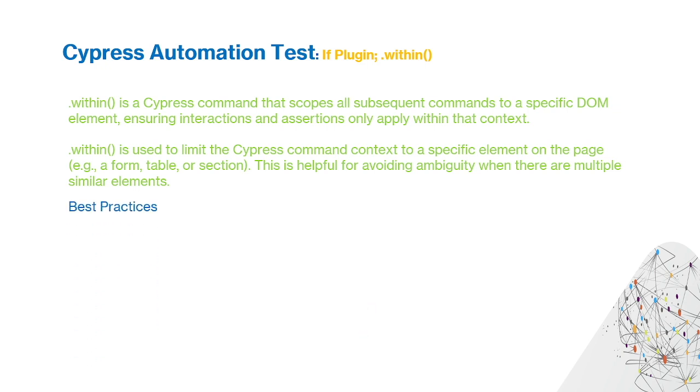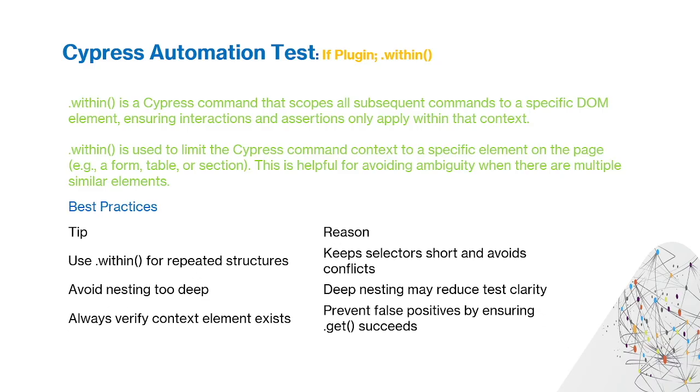Best practice. Use within for repeated structure. Keep selectors short and avoid conflicts. Avoid nesting too deep. Deep nesting may reduce test clarity. Always verify container elements exist. Prevent false positives by ensuring get succeeds.